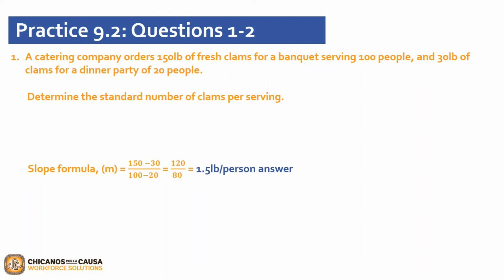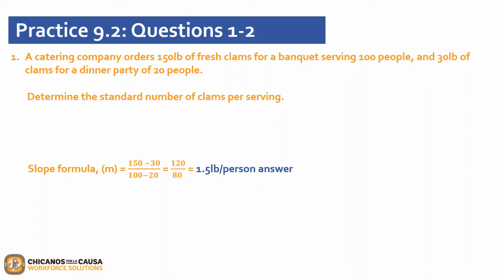So in this particular case, the 150 or the pounds of clams are going to take the place of the y-axis, where the number of people are going to be listed on the x-axis. So if you did want to plot these points, you would be moving up 1.5 and to the right 1, for every point on this graph. Now let's move on to our next question.